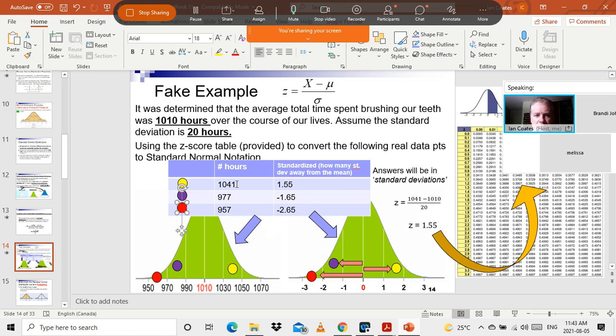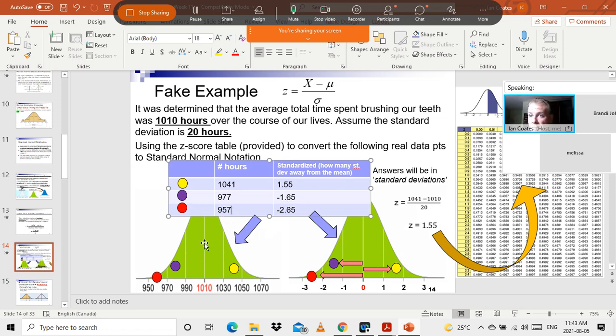And the first point there is 1,041 hours. And you'll see that 1,041 hours should be right about here. There you go. It's right in there: 1030, 1050, 1041 falls in there. Another one here, the purple one, is 977 hours. Well, 977, probably right in there somewhere. There you go. And the last one there is 957 hours.